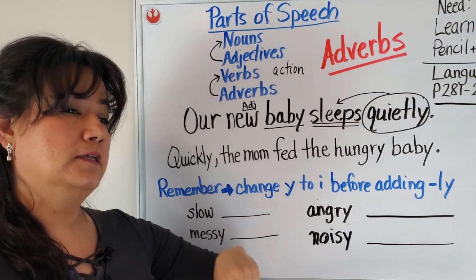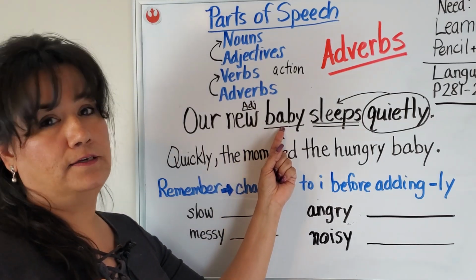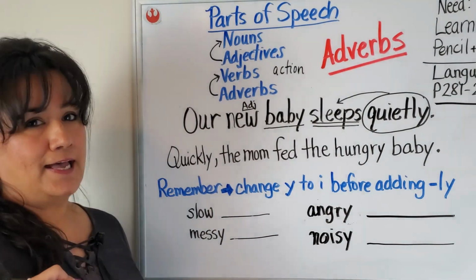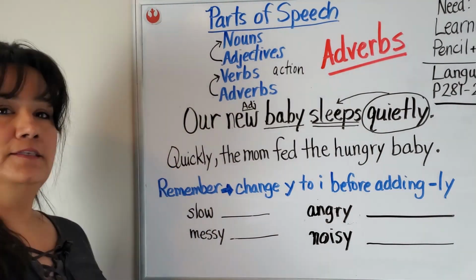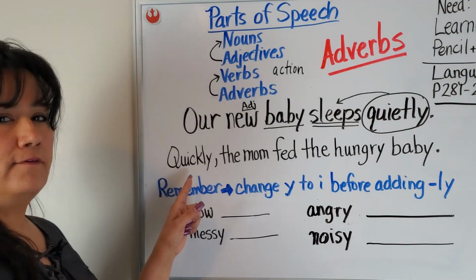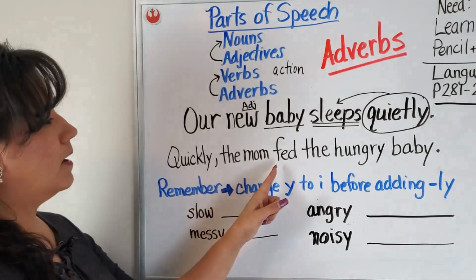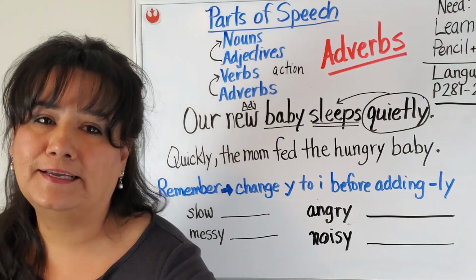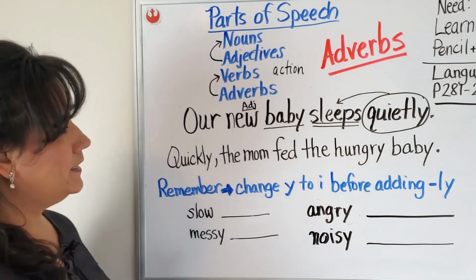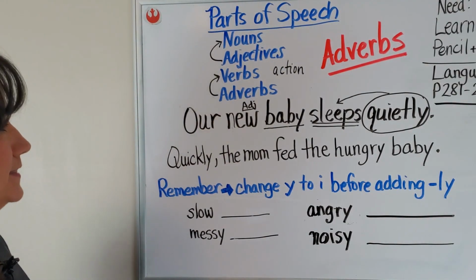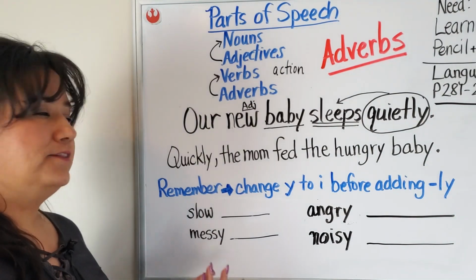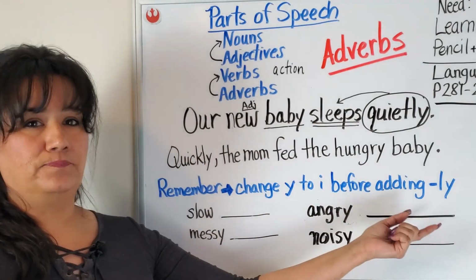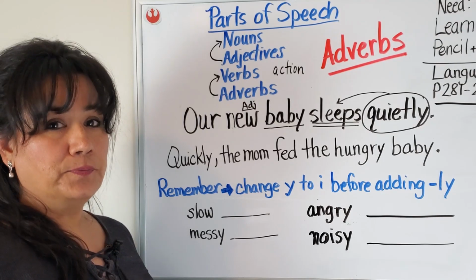Now we took it a little bit further because we identified the noun and we identified the adjective. Okay, now we're going to look at another sentence, and you don't have to write this, you just have to follow along. Here we have the sentence: quickly the mom fed the hungry baby. So our job is to identify the verb, and the verb is the action. So quickly the mom fed the hungry baby. Which is the verb in the sentence?